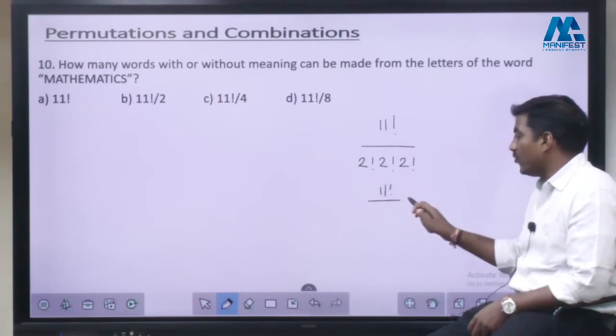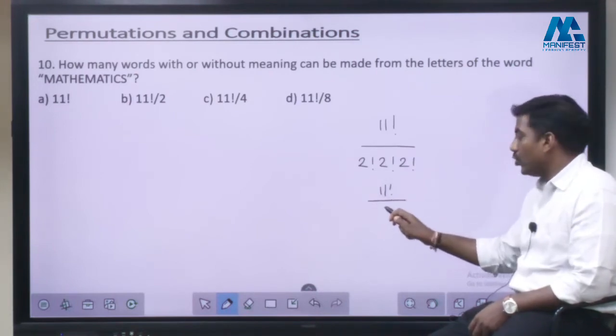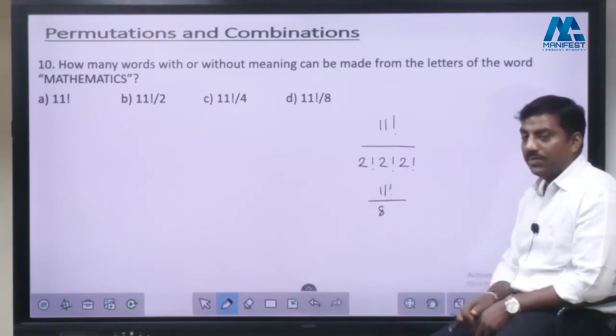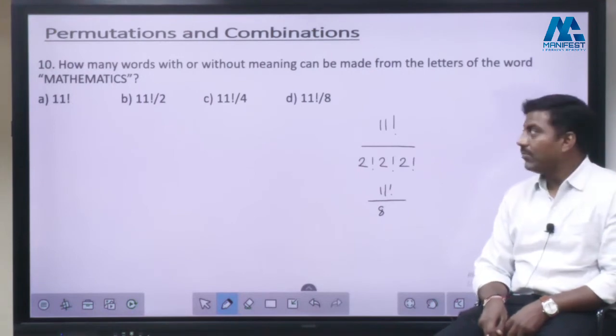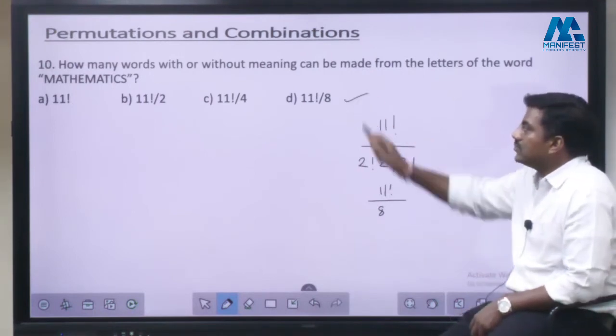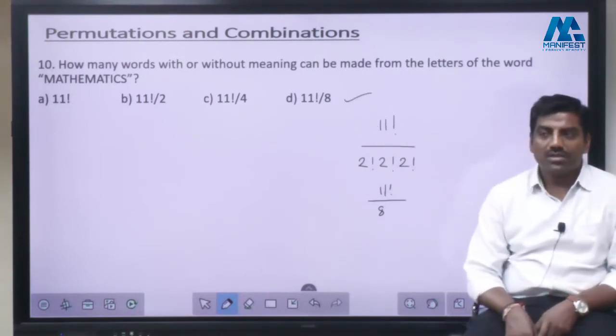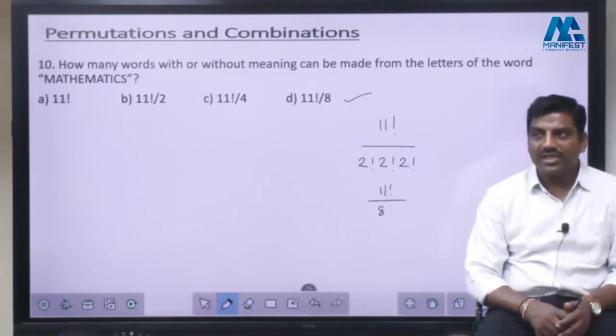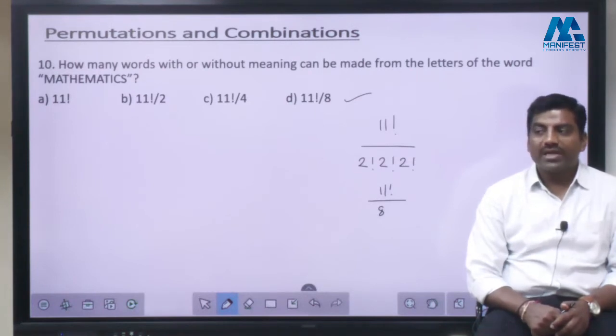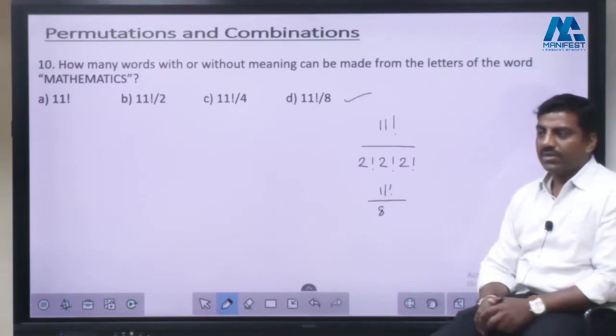What are the values of 2 factorial? 2 into 2 into 2. Then you can multiply and put it as 8. Don't put it as 8 factorial. 11 factorial divided by 8. Understood? This is simple. Take the number of letters in the numerator, put factorial, divide by, look at the number of repetitions. So according to the number of repetitions, you are putting the factorials. Okay, done?